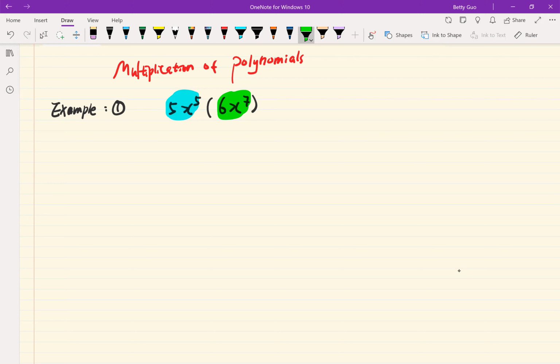So this example shows us how to multiply two monomials. If you need to know how to multiply two monomials, look at this example. Okay, let me show you how.